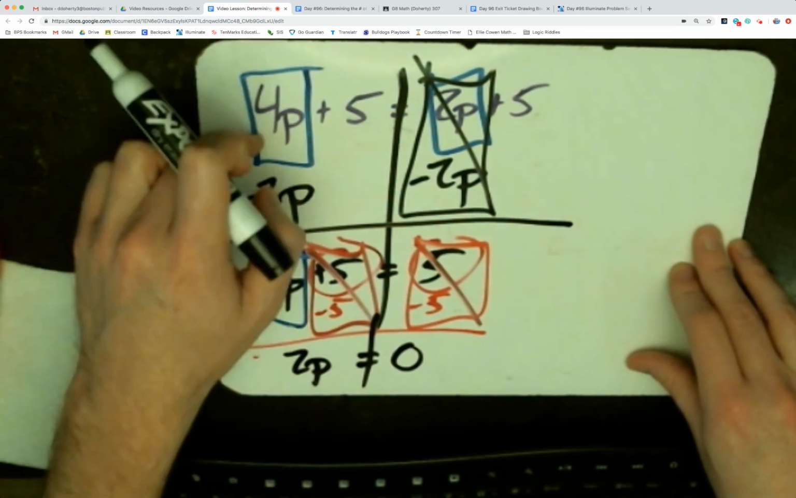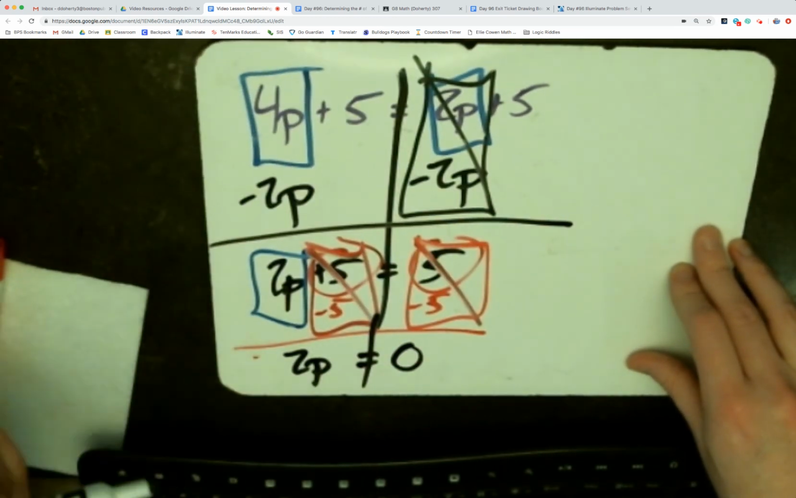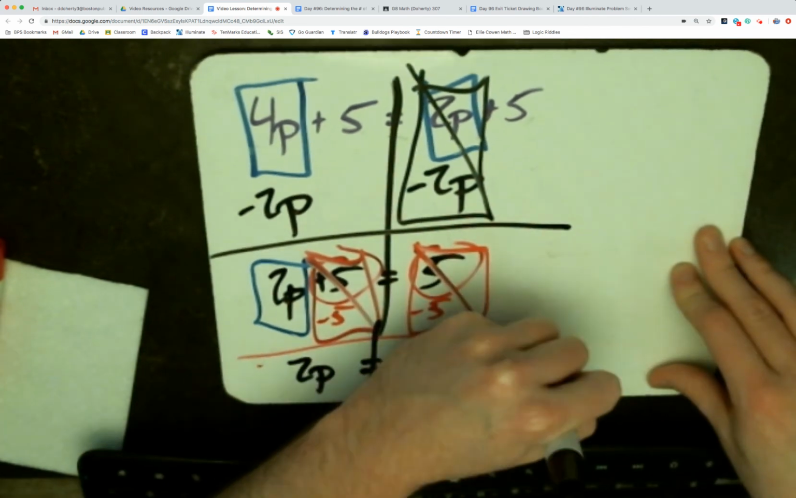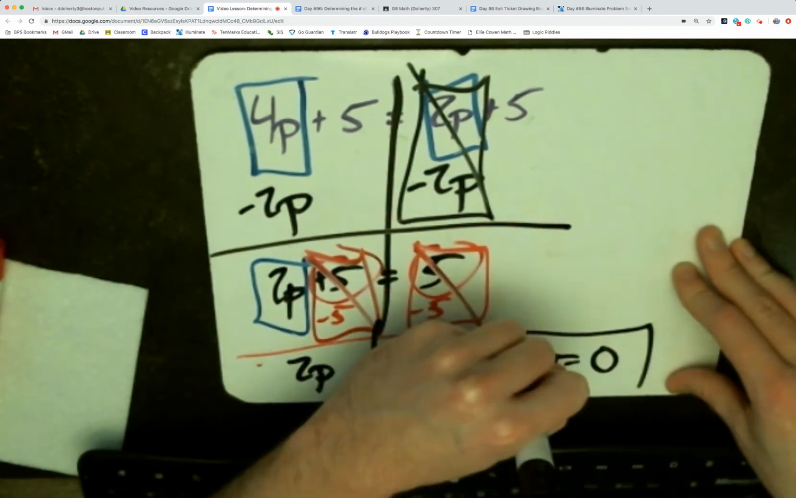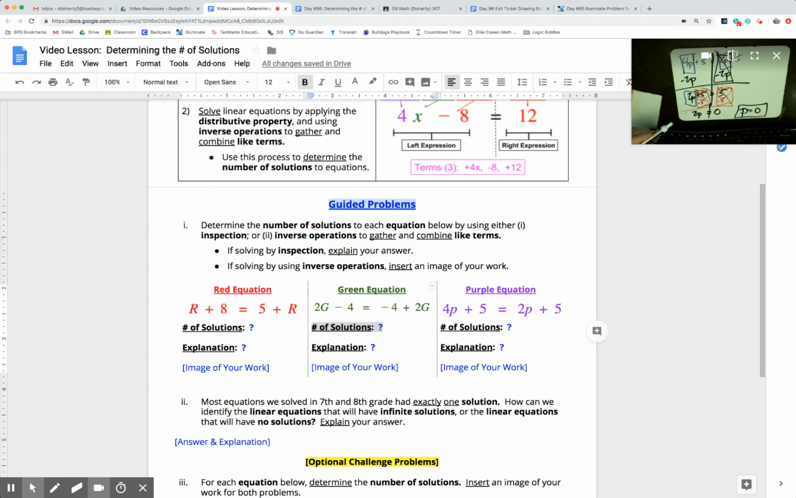My variable terms didn't disappear from both sides. It's just that 2p is set equal to 0. What number times 2 equals 0? I know that p has to be equal to 0 here. So this equation, the purple equation, actually has one solution at the end of the day, and this image of the whiteboard shows you why p could be equal to 0. 0 plus 5 is equal to 0 plus 5. So if p is 0, that does work in this equation. That doesn't mean there's no solutions. It means there's one solution.